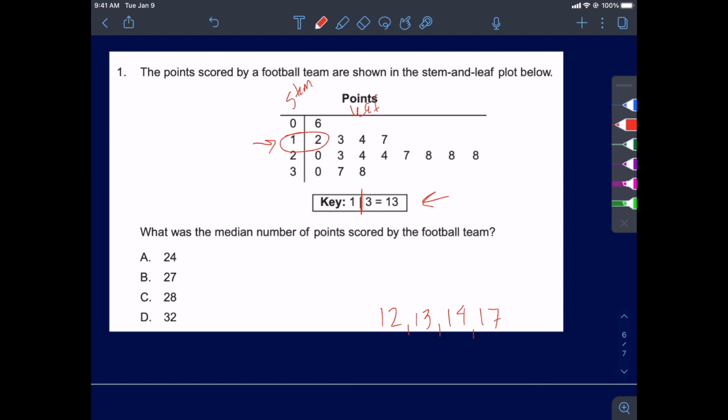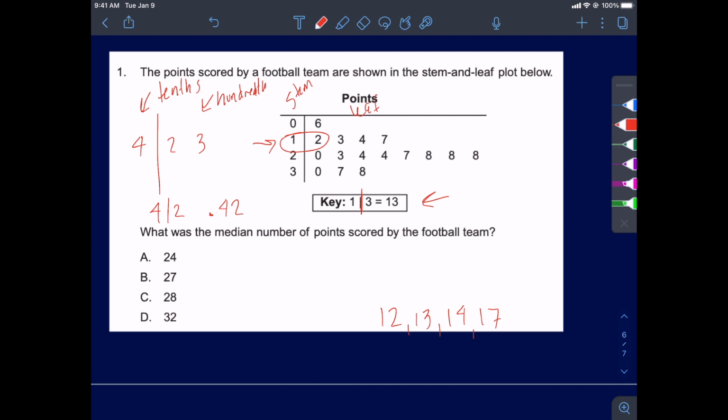Before we go on, I just want to explain the key is important because you could see a stem and leaf plot where you see something like 4, 2, 3. But the key here might say 4/2 means 0.42. So here the key is telling you that the stem is the tenths place and the leaves are the hundredths. So always look at the key to see what exactly it is meaning.